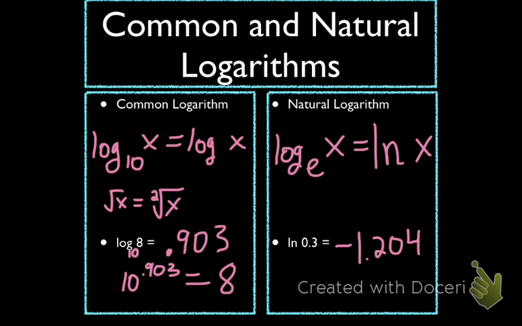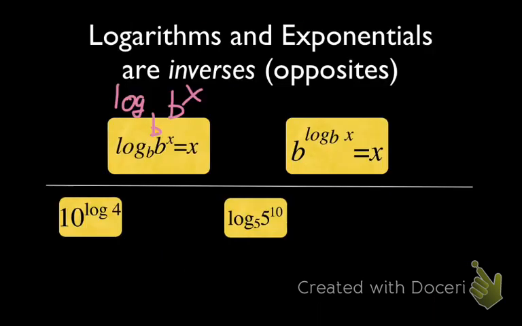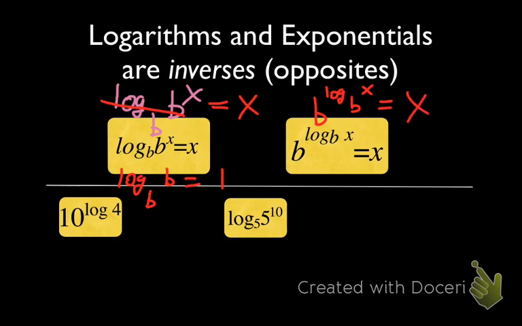Take the log base b of b raised to the x. What happens is the log base b and the b in the exponential cancel each other out, and I'm left with just x. I'll rewrite the other one here for you too. It says this: b raised to the log base b of x equals x. For the same reason, the exponential and the log base b cancel each other out, and I'm left with just x.